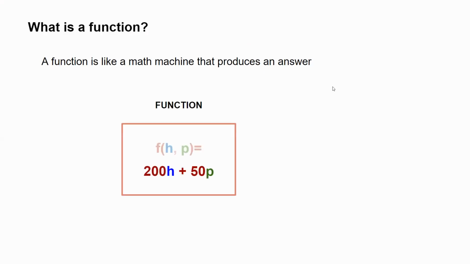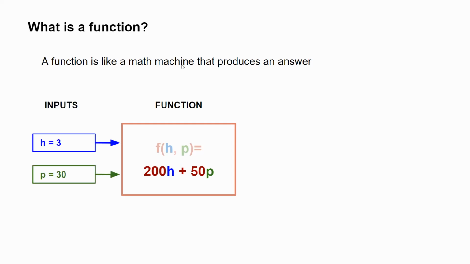So here's an example of a function. Don't focus too much on this notation. That's the function notation that we will cover in a moment. But here's the heart of our function, 200h plus 50p. In order to use this function or machine, we need to know what h and p are. So we call those inputs. h is equal to 3, p is equal to 30.